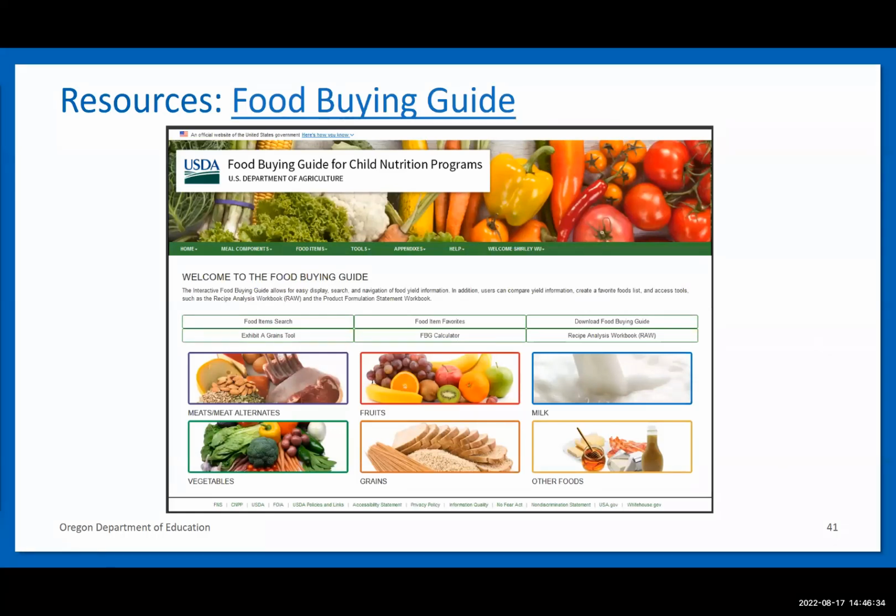When you're creating standardized recipes, crediting help is available from the food buying guide. You can register for the site or sign in as a guest. We recommend registration since it will allow you to save specific food item information and use that recipe analysis workbook, which can help provide crediting documentation for your recipes. This workbook is available on the front page of the food buying guide as a navigation button on the right side of the page. Dee Dee will provide a link to this in the chat.